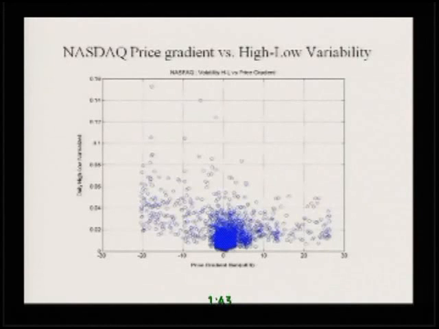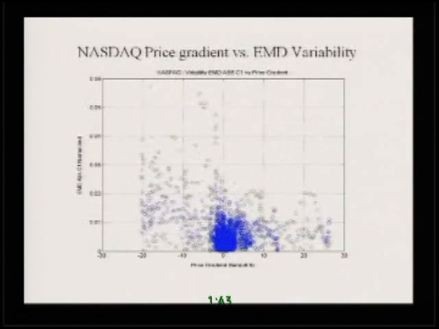This is from high-low. And this is from EMD. It's more dramatic in EMD. If you look at this center line, which is 0, this is increasing, this is decreasing. Obviously, it has much wider scattering.